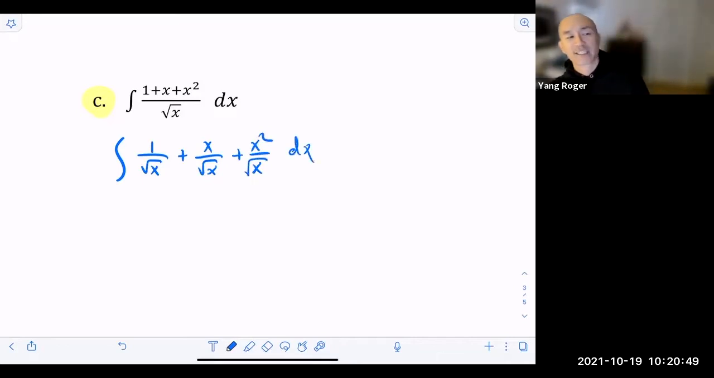So I want you guys to take a moment to finish this problem. I'll give you a couple minutes here. And then we'll look at this problem in a slightly different way as well. But try this first.